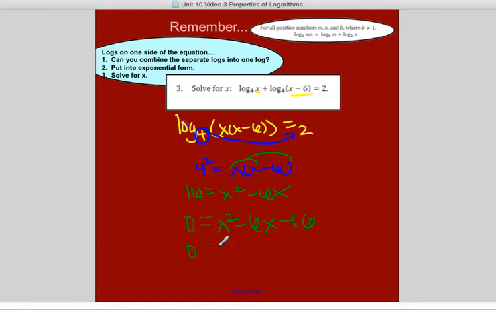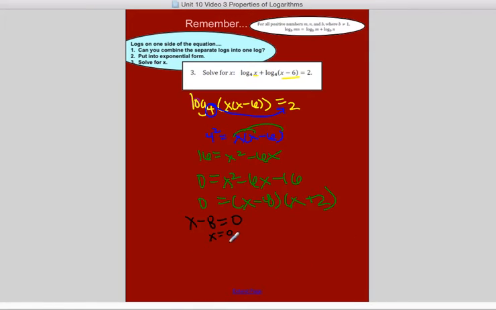And lastly, we need to factor. What multiplies to negative 16, but adds to negative 6? Negative 8 times a positive 2. Then I would solve it. So I would have x minus 8 equals 0, so x is equal to 8. And x plus 2 is equal to 0, so x is equal to negative 2. Remember, you can't take the log of a negative, so if I plug it back in, do I still have a negative? Yes, so this one's not an answer, but x equals 8 is my solution.